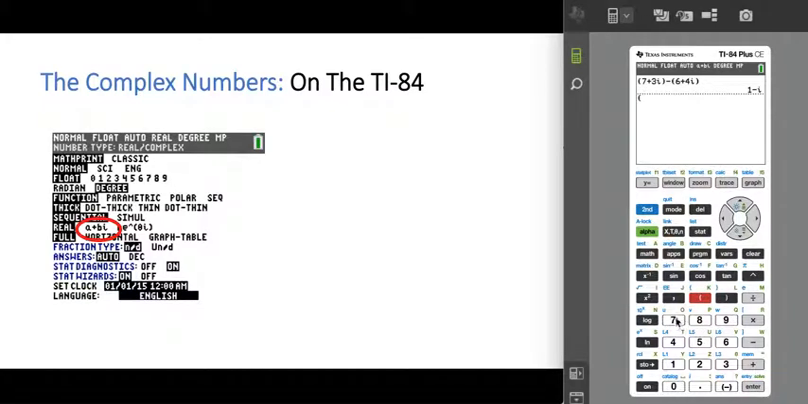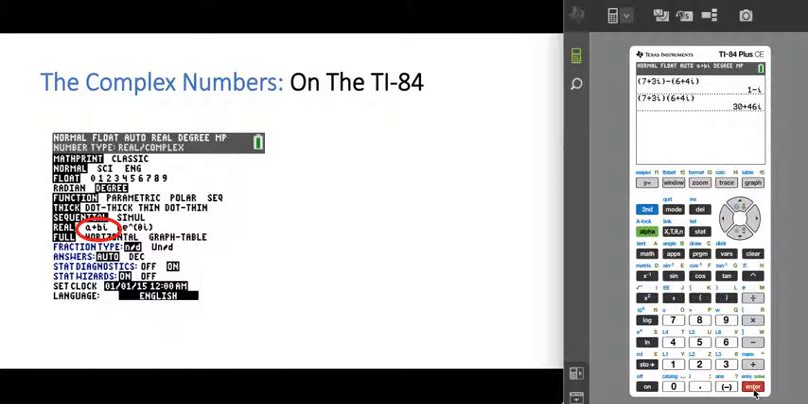So if you wanted to actually multiply these two together, so 7 plus 3i and 6 plus 4i, and we're multiplying them together. Notice how I'm using the parenthesis button. And the calculator knows if these two parentheses are next to each other, that means multiplication. And you can multiply these two together. And we get 30 plus 46i. It's kind of neat, huh?